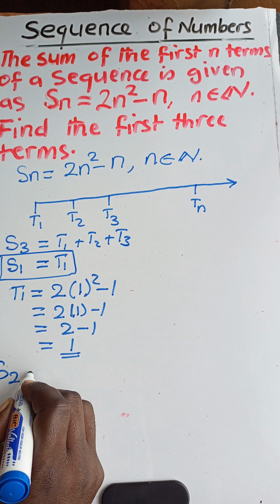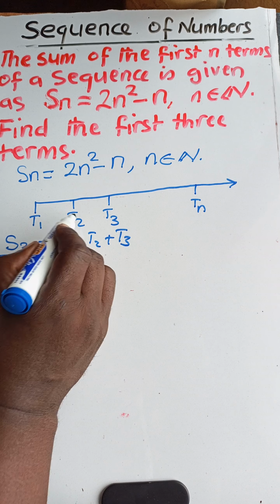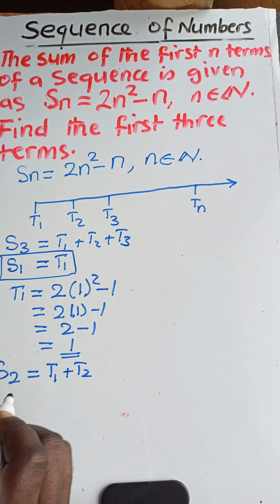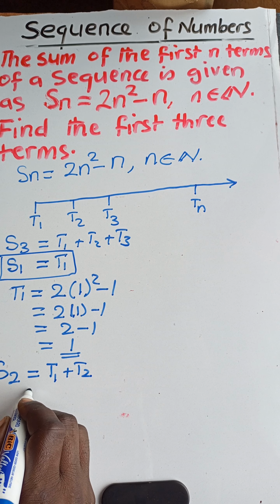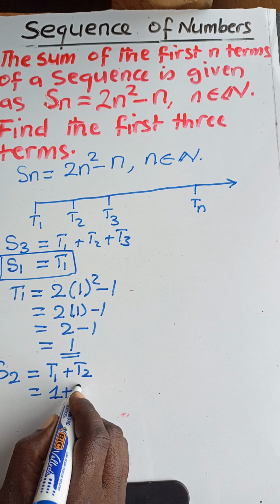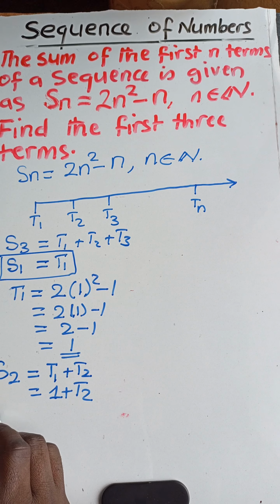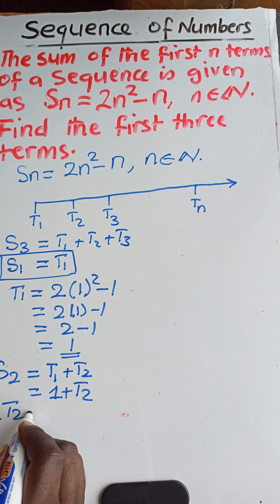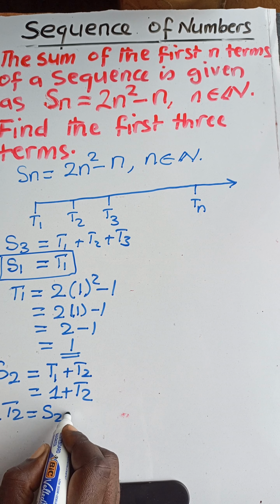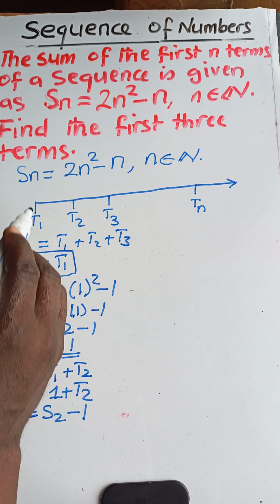Now, the sum of the first two terms, T1 and T2, will give you S2, with S2 equal to T1 plus T2. Now, we know T1 is 1. So it is 1 plus T2. And so what is T2? Therefore, T2 will be S2 minus 1. Do we know S2? Yes. We come to this expression.